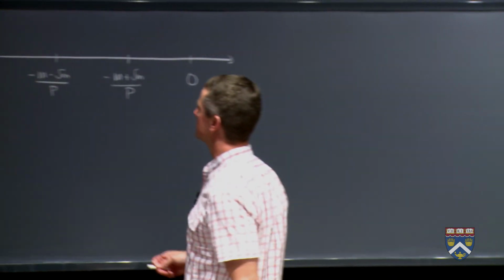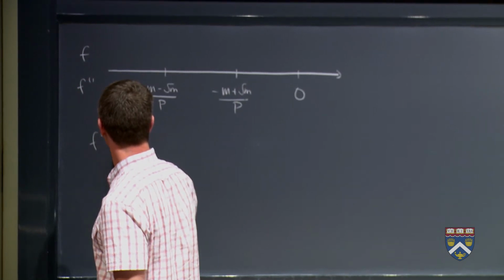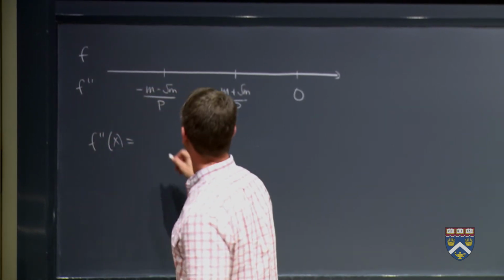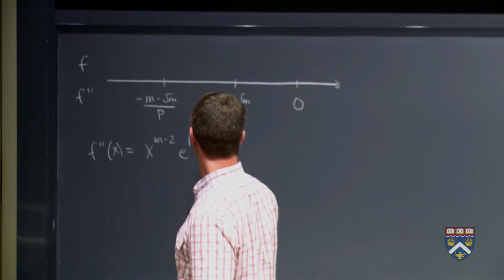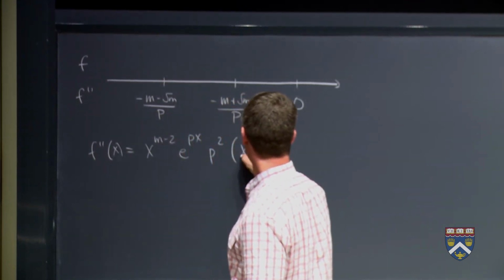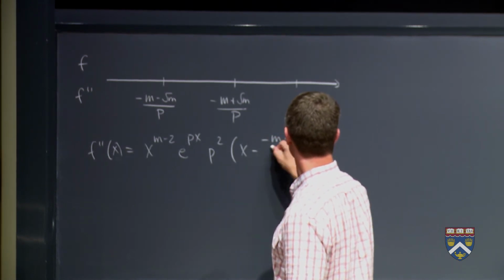Let's remind ourselves about what f double prime was to help us plug in. F double prime was x to the m minus 2, e to the px, p squared, and then the two roots that we got, the two factors we got from the quadratic formula.